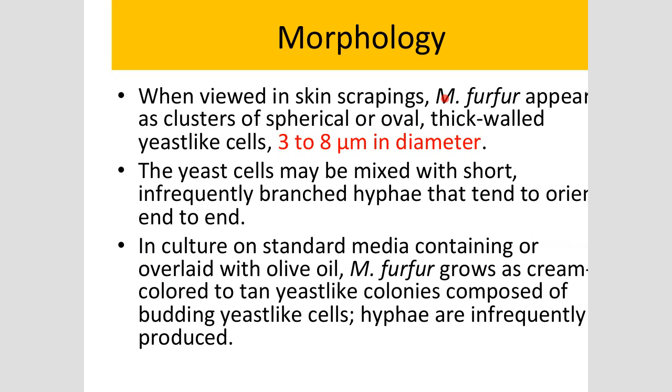Okay, now, as I said, one of the commonest tests that we normally do for these fungi is that we scrape the skin and look under the microscope. When you look under the microscope for Malassezia furfur, it appears like a cluster of spherical or oval yeast-like cells about 3 to 8 micrometers in diameter. Remember I said about the sizes of the respiratory membranes, the glomerular membrane and the blood-brain barrier. So you pretty much know what can pass that barrier.